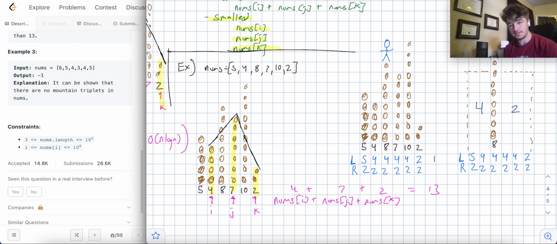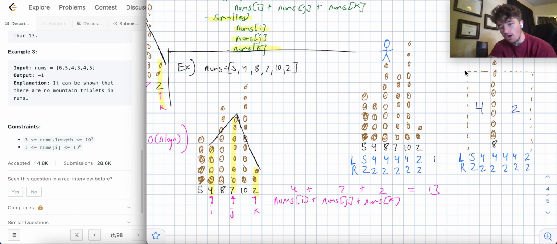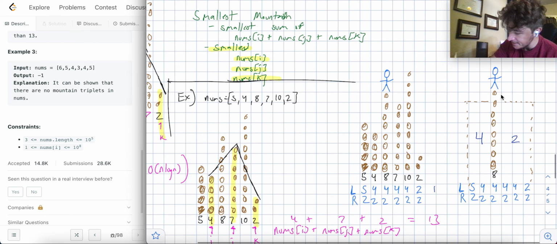Because I can just look at this and say, okay, my smallest to my left is 4, and my smallest to my right is 2. I don't need to know what all the values are anymore. I just know at this point, am I going to be a peak? Well, I'm an 8. So my value's 8, and I have a small value to my left that's a 4, and I have a small value to my right that's a 2. So that means I can create a peak here. I don't know which i this corresponds to.